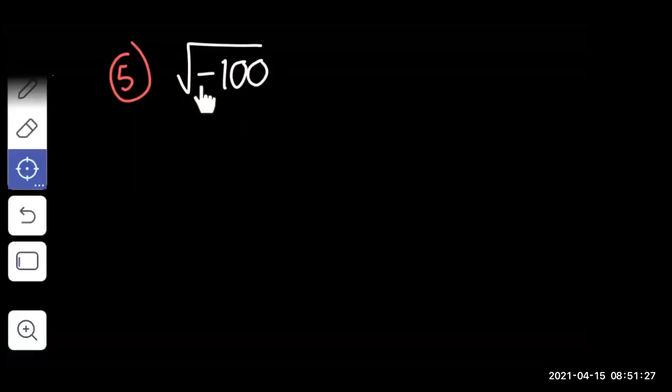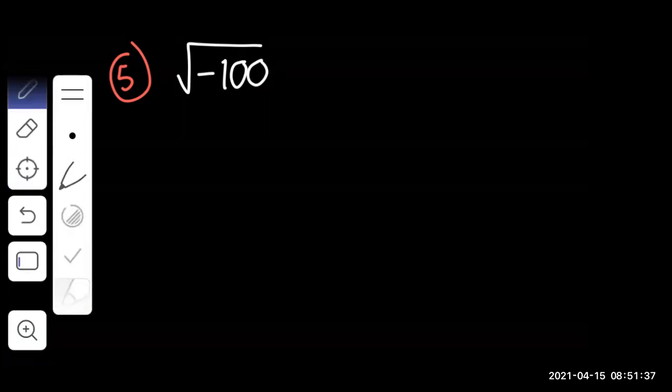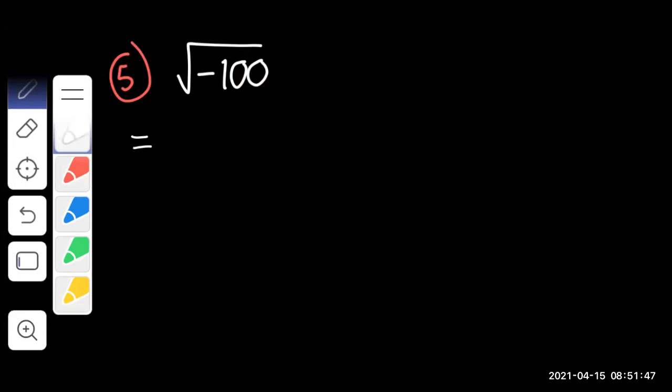Perfect. Let's have a look at this: the square root of negative 100. Your calculators, guys, cannot solve this. It's going to throw you an answer saying math error. However, we can do that. What is the problem? Square root of negative 100. Let's rewrite this, and instead of putting negative 100 like that, we are going to rewrite it.